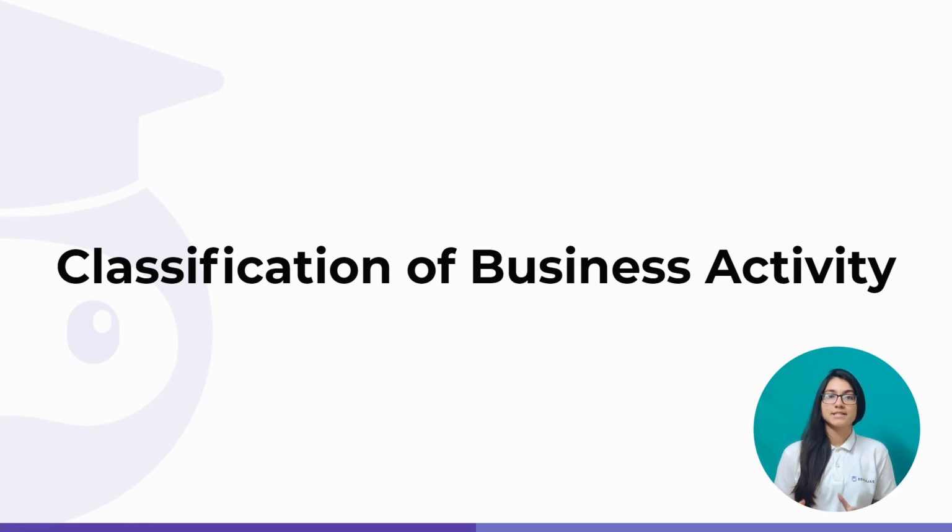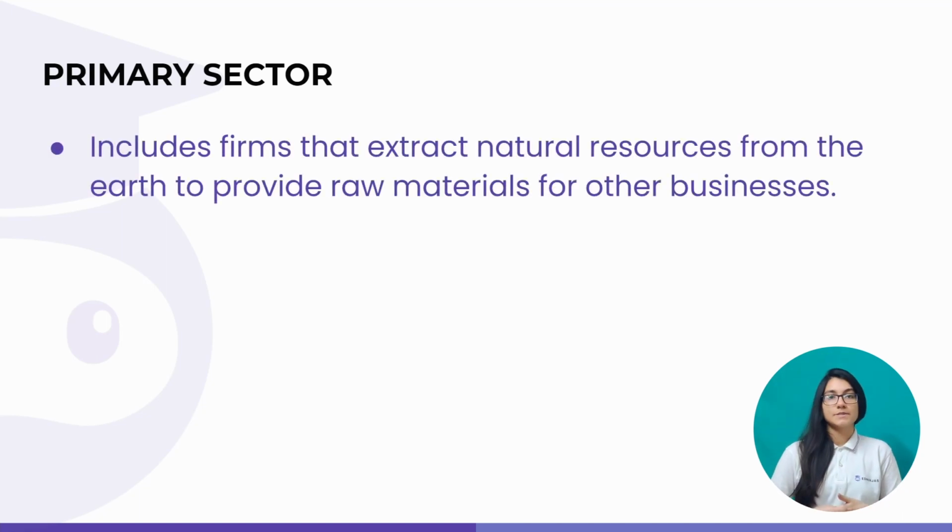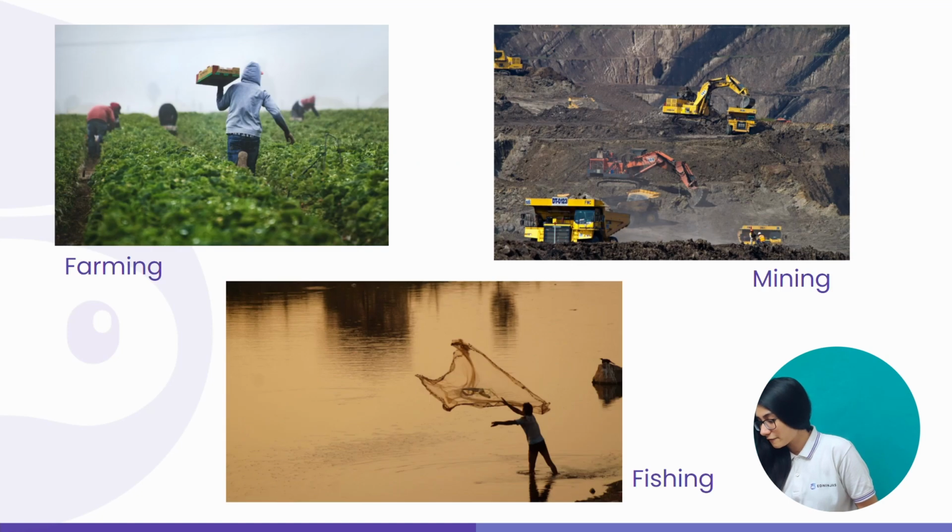Business activity can be classified into three main economic sectors. We have already visited these before in the first chapter, but we are going to go through them again. As you may remember, there are three main economic sectors: primary, secondary, and tertiary. Starting with the primary sector, it includes firms that extract natural resources from the earth to provide raw materials that other businesses can use. Examples of primary sector businesses include farming, mining, and fishing.